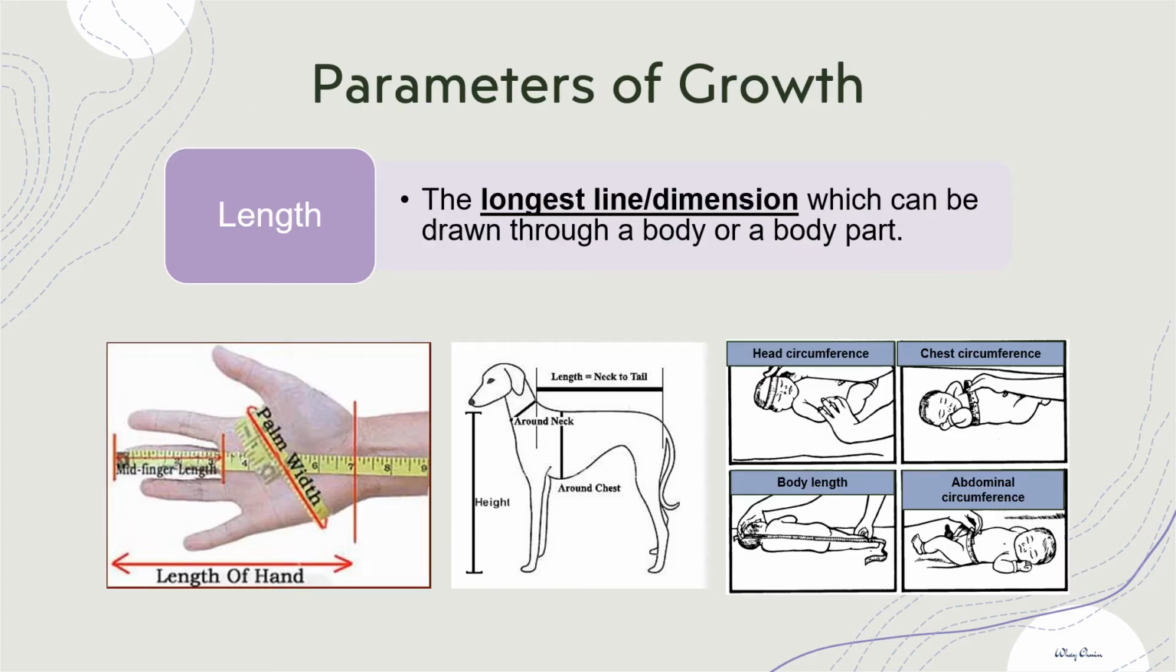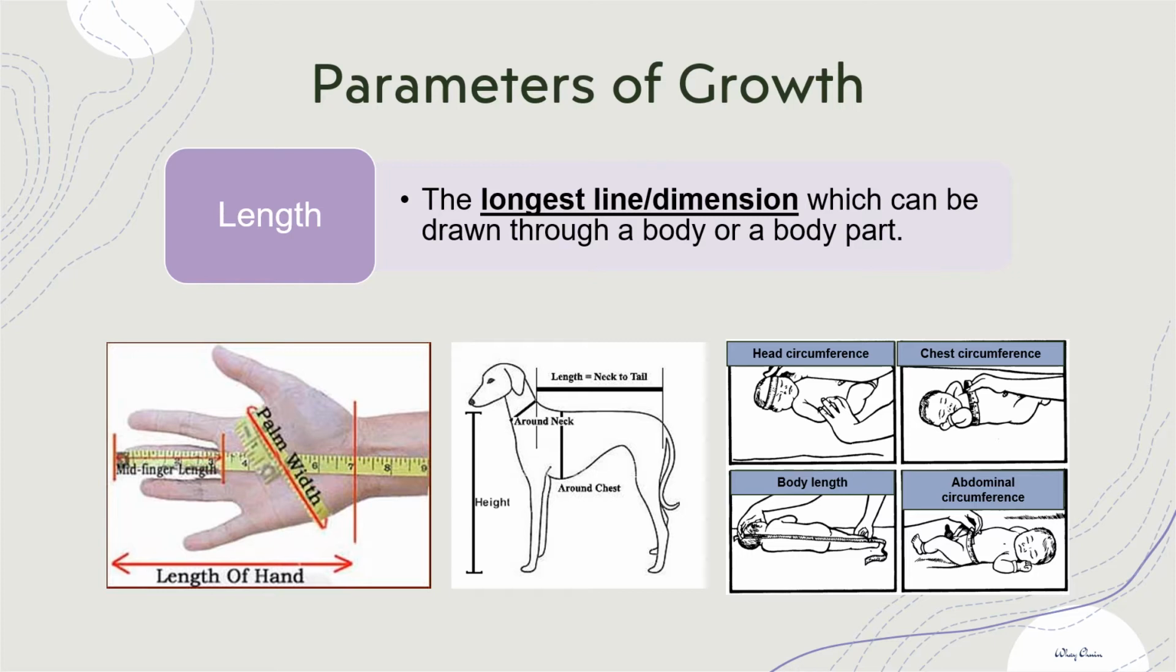Satu lagi parameter yang biasa untuk pertumbuhan adalah length, panjang. So the definition is the longest line or dimension which can be drawn through a body or a body part. Contoh human, bukan saja kita boleh mengukur ketinggian, iaitu the longest dimension through a body, tetapi kita boleh ambil ukuran pada sebahagian badan sahaja, contohnya saiz tapak tangan kita.